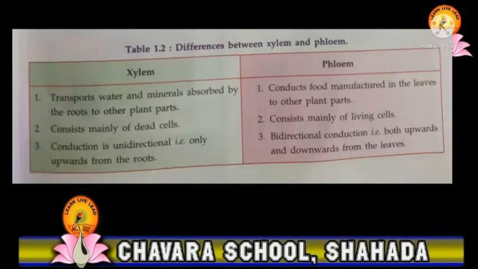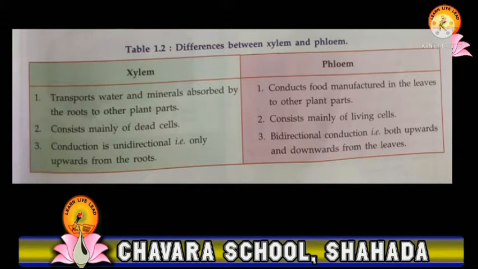Let us have a look at the difference between xylem and phloem. Xylem transports water and minerals which are absorbed by the roots to other parts of the plant, while phloem conducts the food manufactured in leaves to other parts of the plant. Xylem consists of only dead cells. Phloem mainly consists of living cells. In xylem, conduction is only in one direction, that is, only upward from the roots, while in phloem, the conduction is bidirectional, that is, both upward and downward from the leaves.